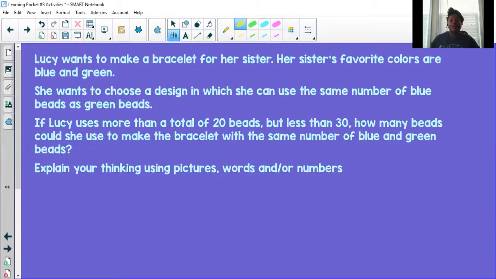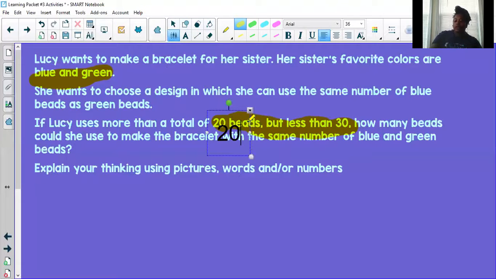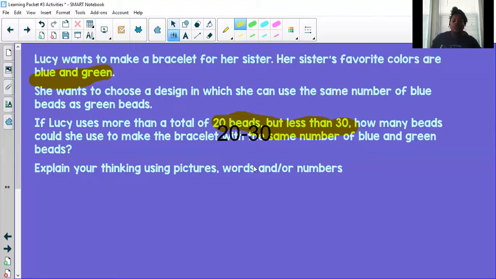Some important information, because I did break this problem down so that we can look at the different things. We know that she wants blue and green, so we can highlight that. We know the design needs to be blue and green. Lucy wants to have more than 20 beads, but less than 30. So the number that we're gonna be looking for is between 20 and 30.